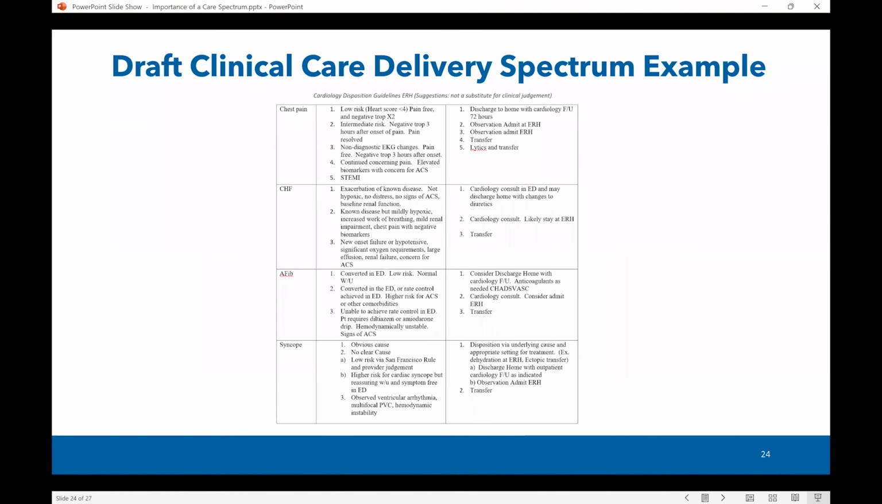And this is an example of another one that one of the hospitals put together for four different categories: chest pain, CHF, AFib, and syncope. For low risk and intermediate risk cases, they outlined theirs so that they had an idea of what they could do, either observe, admit, transfer, or discharge home.